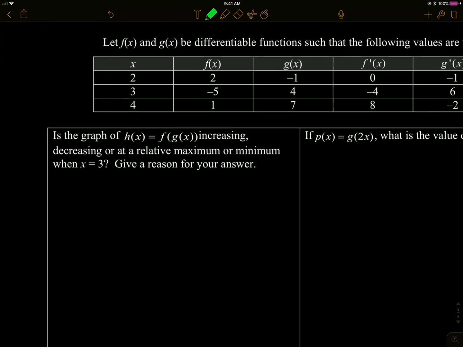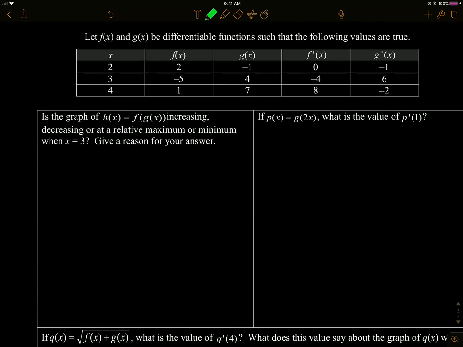Last, part 3. Is the graph of h of x, if it's defined as f of g, so that's an outer function and inner function, is that function increasing, decreasing, or at relative max or min when x equals 3? Give a reason for your answer. If we want to know if the function is increasing or decreasing, we need h prime. So let's find h prime of x. So we do our chain rule. The derivative of the outer is f prime, recopy the inner, times the derivative of the inner.